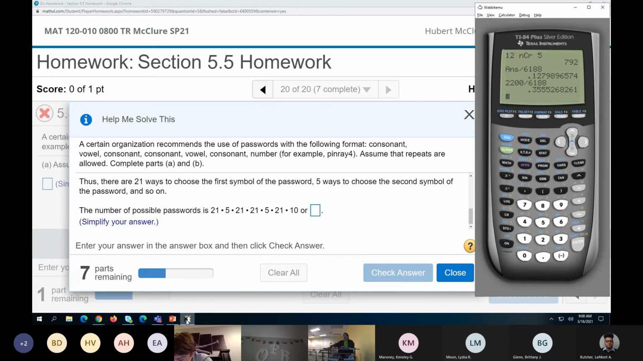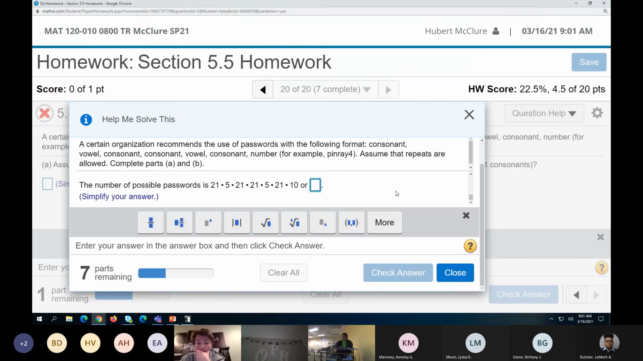So I'm going to take my handy dandy calculator, since y'all won't tell me. And I'm going to multiply 21 times 5 times 21 times 21 times 5 times 21 times 10. Please make sure I didn't screw up. I got the number 48,620,250. Did y'all get that? 48,620,000 what?